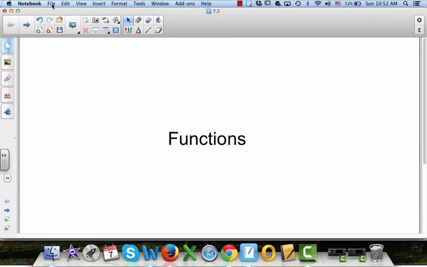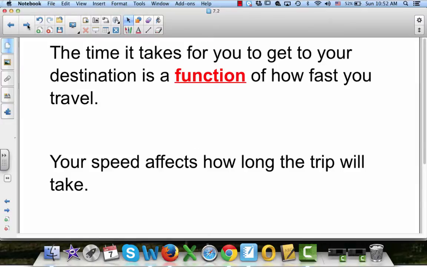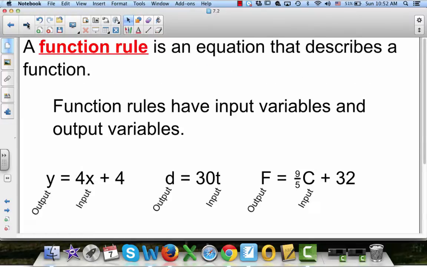Okay, we'll be studying functions now. When you're traveling somewhere, the time it takes you to get to your destination is a function of how fast you travel. The faster you go, the shorter time it takes you to get there. The slower you go, the longer it takes you to get there. So how fast you go determines how quickly you get to a place. That's called a function. Okay?